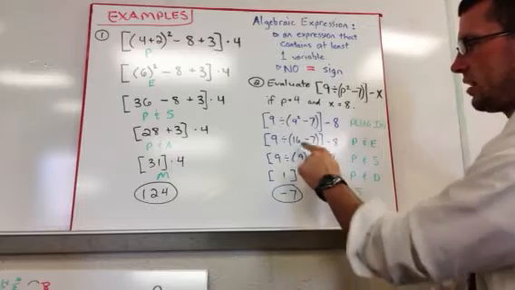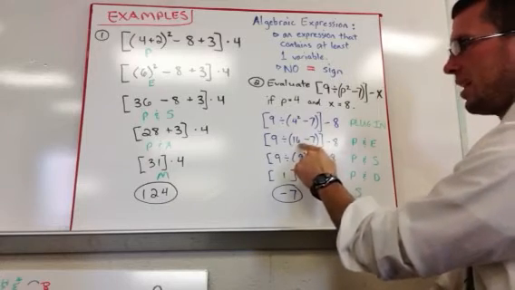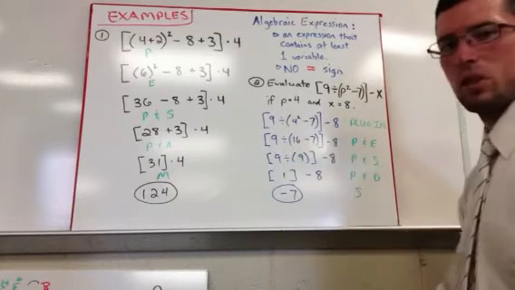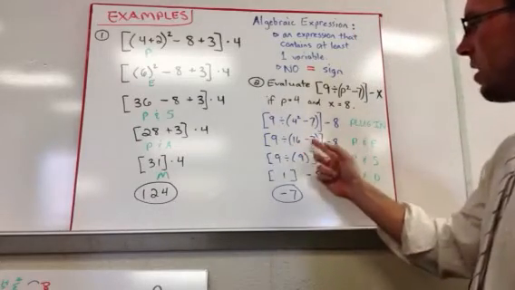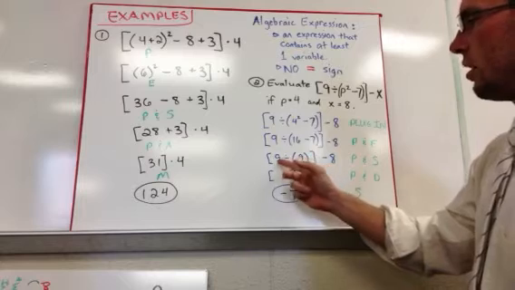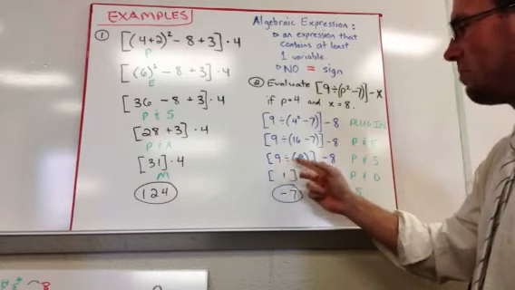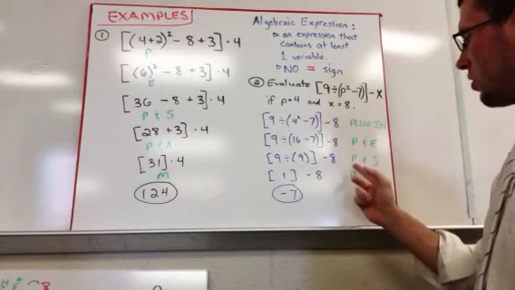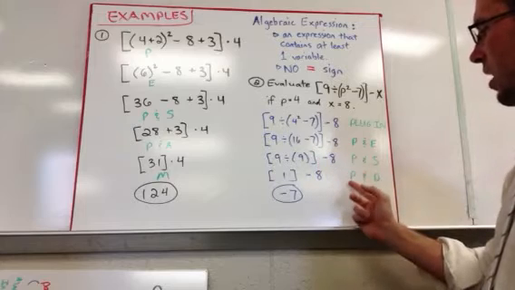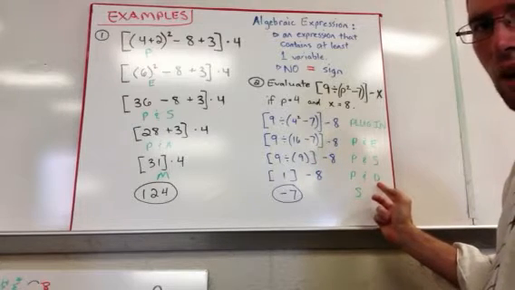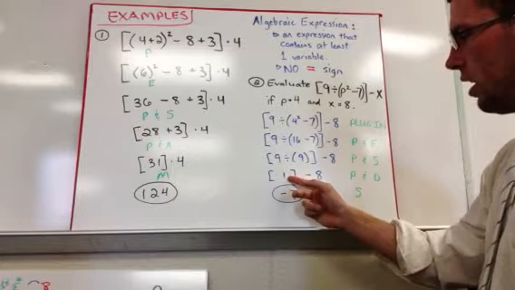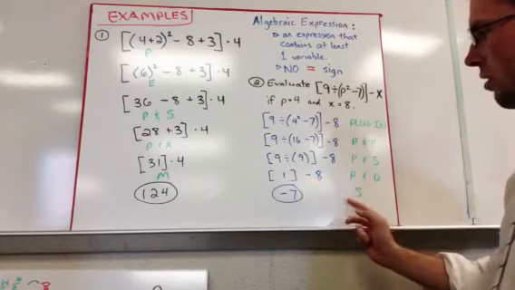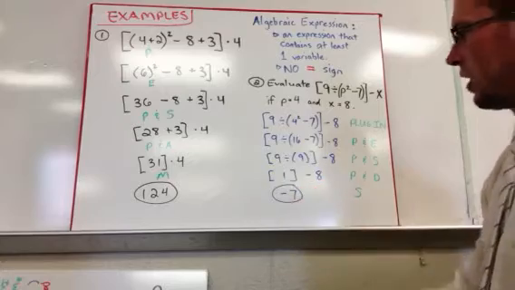Next, I see I've got parentheses, but I need to subtract first. So it's parentheses, then it's subtraction. So 16 minus 7 is 9. And I have 9 divided by 9, so I'm doing division. So P and S was a minute ago, and now P and D, divide. So 9 divided by 9 is 1. And then my final one is subtraction. So 1 minus 8 is negative 7.